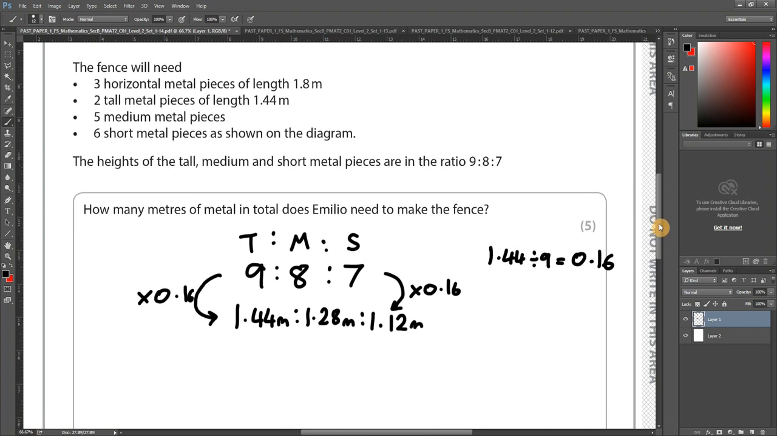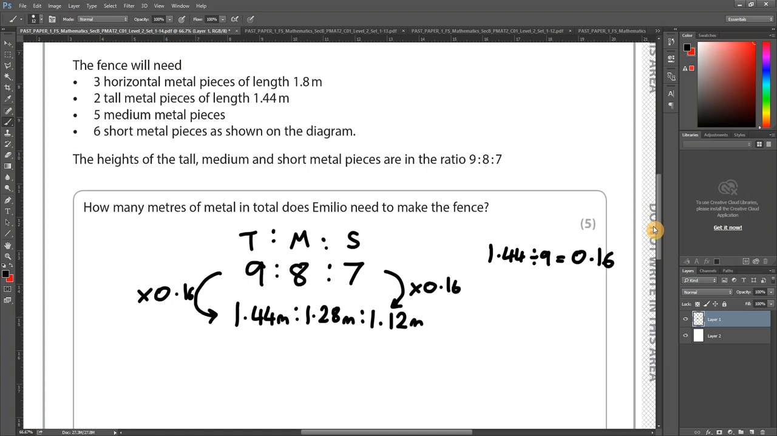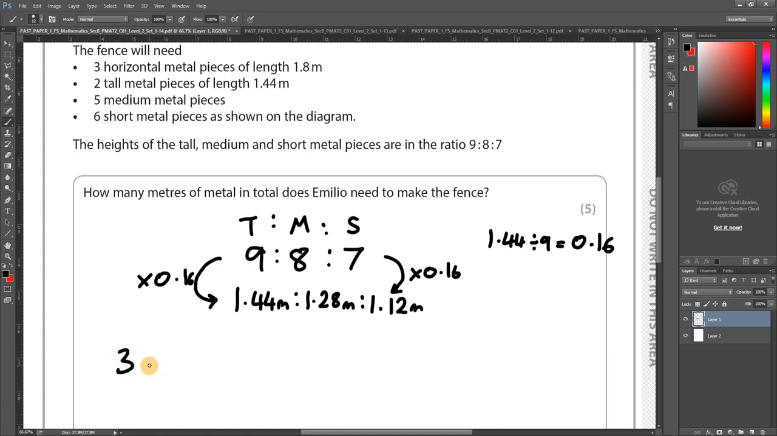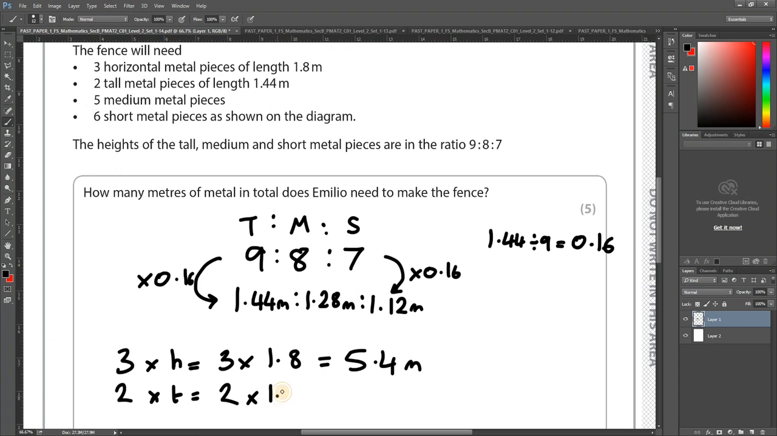So now we can just work it out, can't we? So we've got three horizontal pieces. So 3 times the horizontal gives me 3 times 1.8, which is, let's work out, 3 times 1.8 is 5.4. I'll need 2 tall pieces, 2 times 1.44, 2.88, 5 medium pieces.